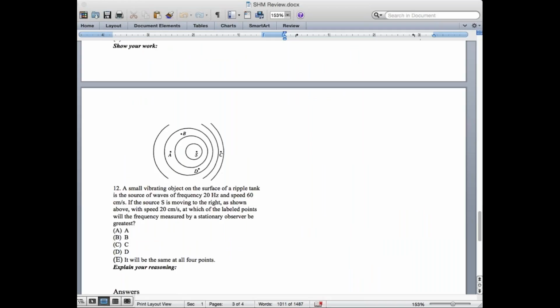So basically it's saying that we have something that's wiggling, and it's moving to the right, as shown, with a speed of that much. So we're asking ourselves, at which of those points will the frequency be the greatest? That means where would the wavelength be the smallest? So in looking at those things, you say to yourself, where is the space between the crests the smallest? When looking at those things, you can obviously see that the distance between the crests is smallest at C. That means it would have the greatest frequency. That's what we're describing there.